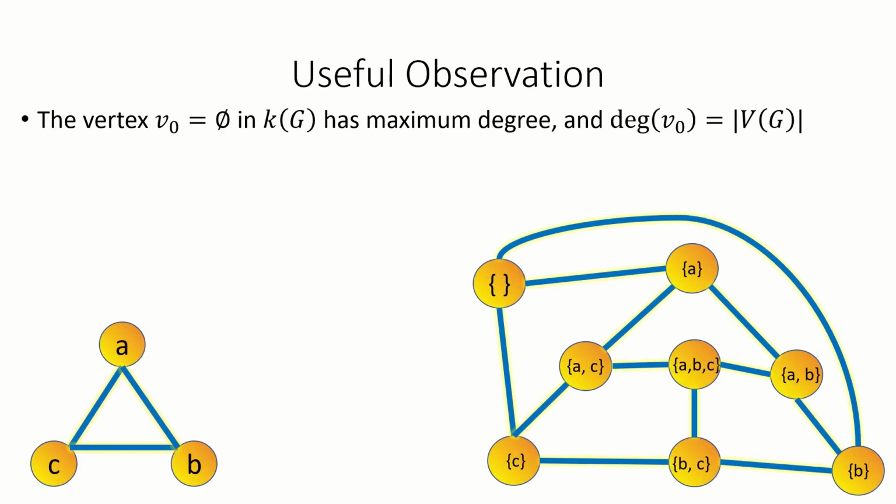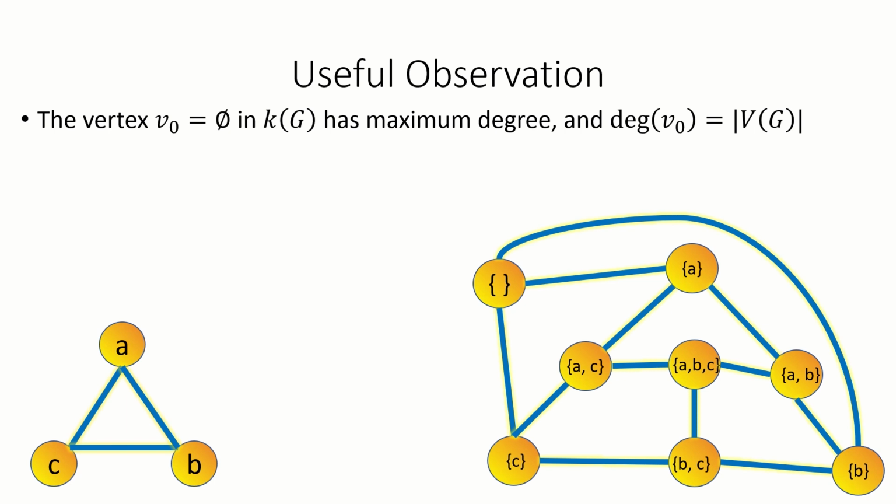First, in any simplex graph K of G, the vertex corresponding to the zero clique in G, which we'll denote by V sub 0, will have maximum degree, and its degree will be equal to the number of vertices in G. Note that it may not be the unique vertex of maximum degree, because there could be other vertices with the same degree, as seen in the simplex graph shown here.